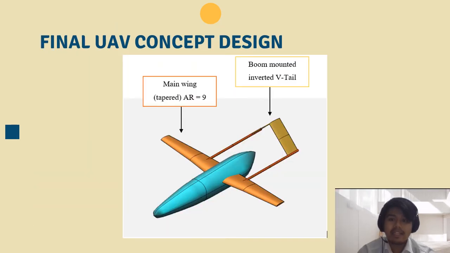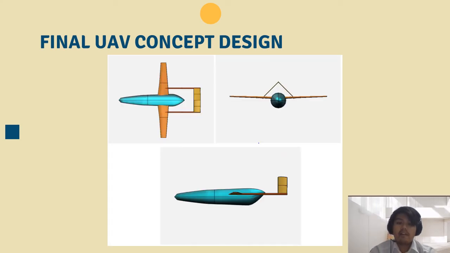So this is the final UAV concept design for our mini project. The design is based on the datum that had been chosen from the Pugh chart selection method. As you can see, this is the main wing tapered with the AR equals to 9. And the boom mounted inverted V-tail had been used for this final UAV concept design for our mini project. From this figure, we can see the top view, the front view and the side view of our final UAV concept design.